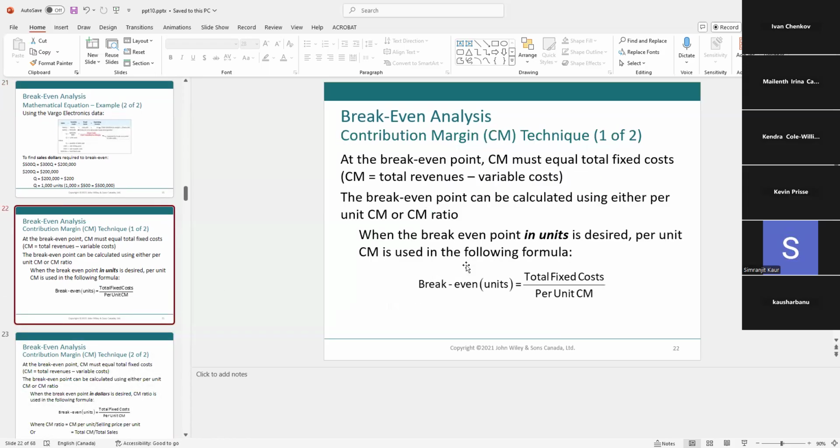The contribution margin technique: at the break-even point, contribution margin has to be equal to the fixed cost, the one that I showed you on the Excel spreadsheet. So what does that mean? That means that the break-even point can be calculated either with per unit contribution margin or contribution margin ratio. The number of units will be total fixed cost divided by contribution margin per unit.